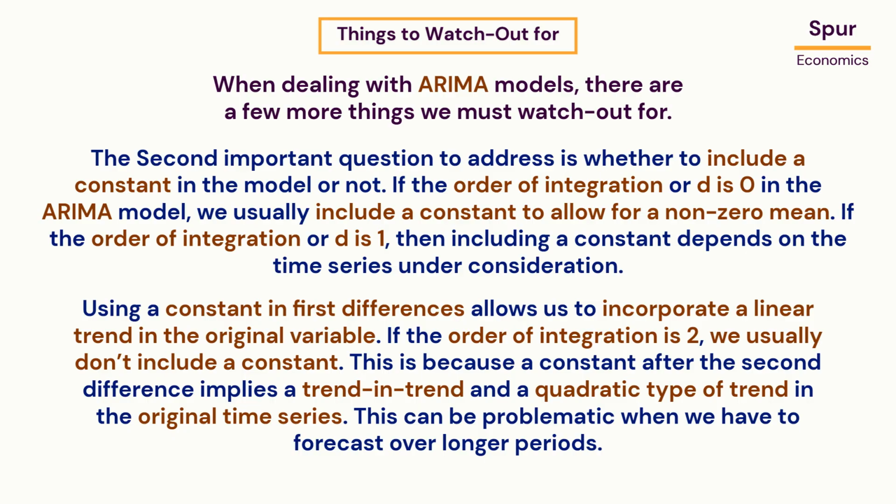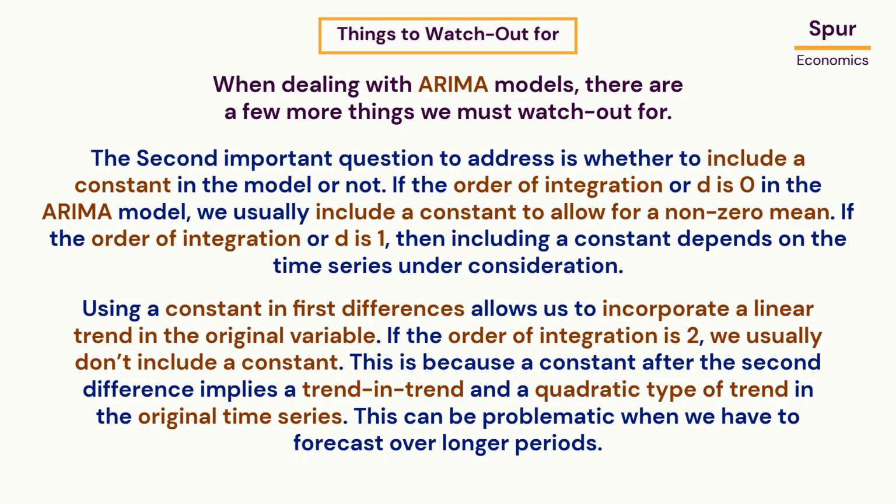The second important question to address is whether to include a constant in the model or not. If the order of integration or D is 0 in the ARIMA model, we usually include a constant to allow for a non-zero mean. If the order of integration or D is 1, then including a constant depends on the time series under consideration. Using a constant in first differences allows us to incorporate a linear trend in the original variable. If the order of integration is 2, we usually don't include a constant.